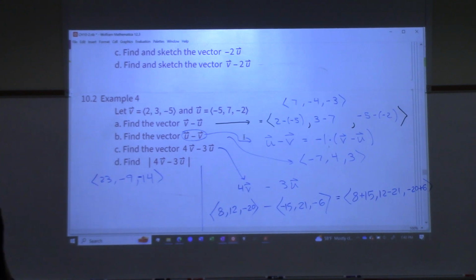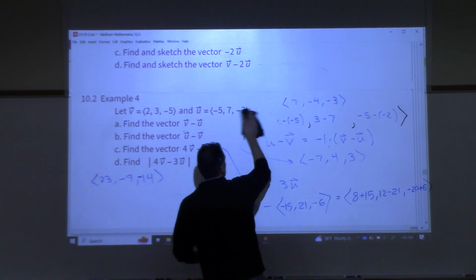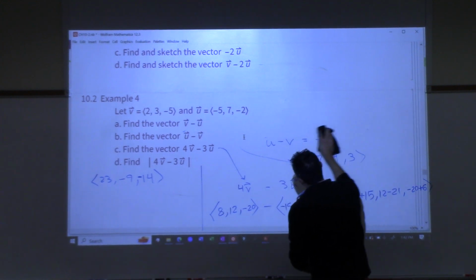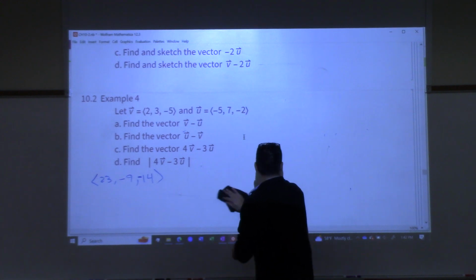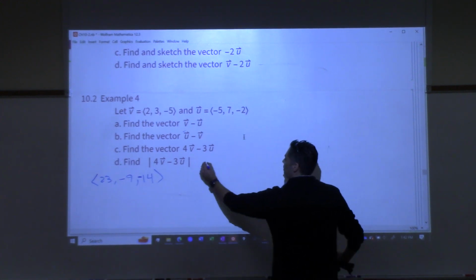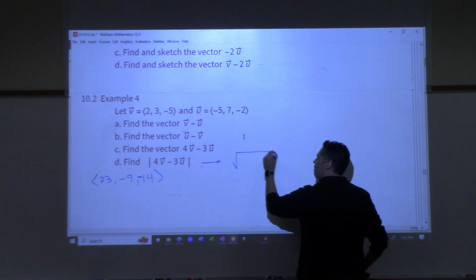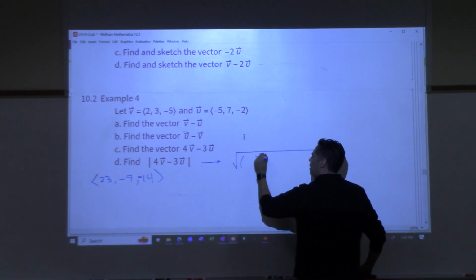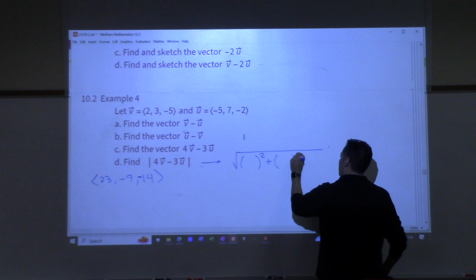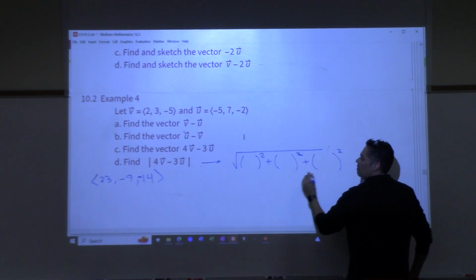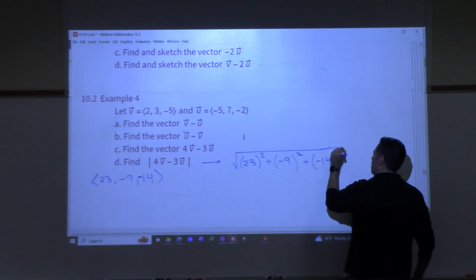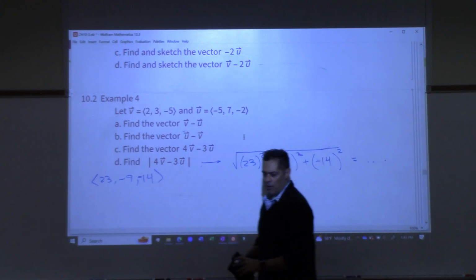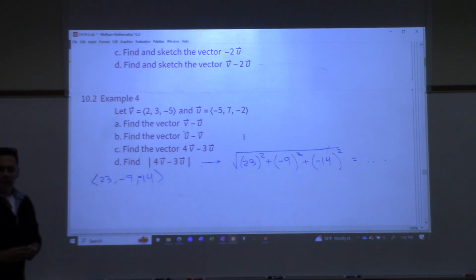Okay, so part D, we want the magnitude. To find the magnitude, I'm going to use the formula. I'm going to take the square root of each component squared and added together, all 3 components. This is going to be a big number. 23 squared plus negative 9 squared plus negative 14 squared. I won't do any more, I'll just leave it. Okay? Whatever that number is would be the magnitude.